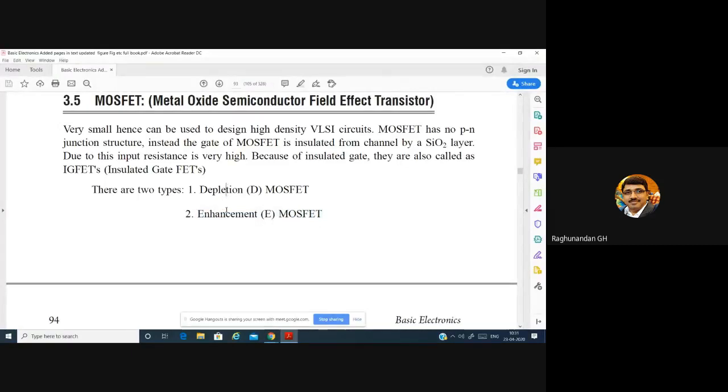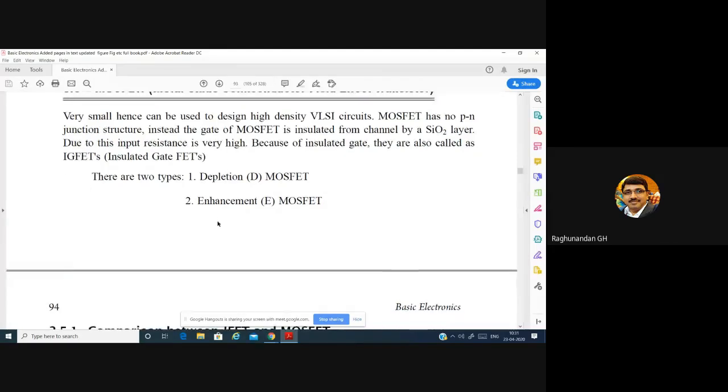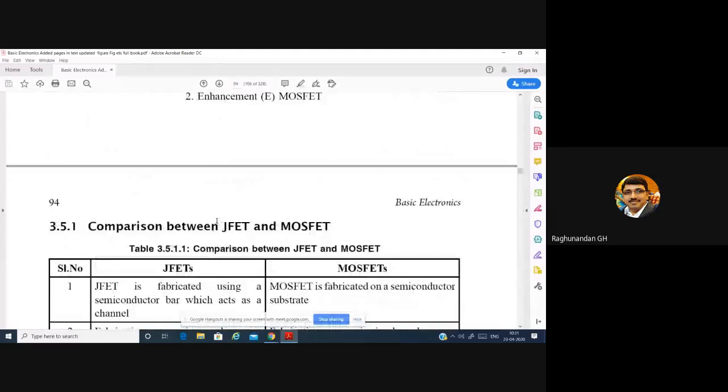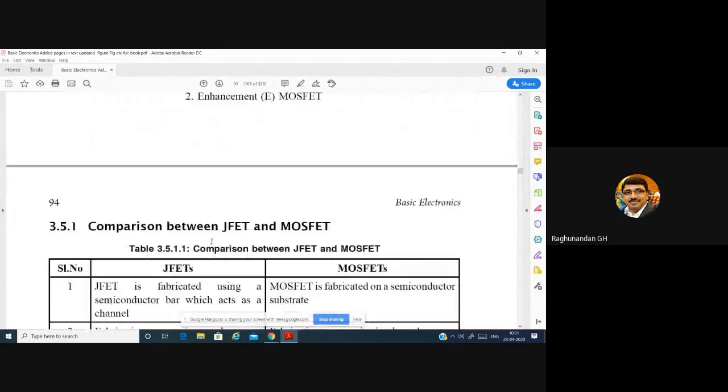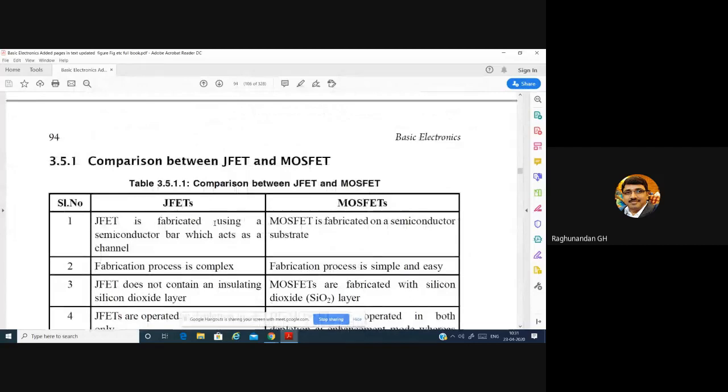And in this, among depletion or enhancement, one question is compulsory: construction and working. The construction and the working of these MOSFETs are entirely different from FETs, junction field effect transistors. The way they were working is entirely different from how these MOSFETs are working. So first, we'll start with a comparison. First, we'll know what are the differences between those two. Later on, we'll start with the actual things.